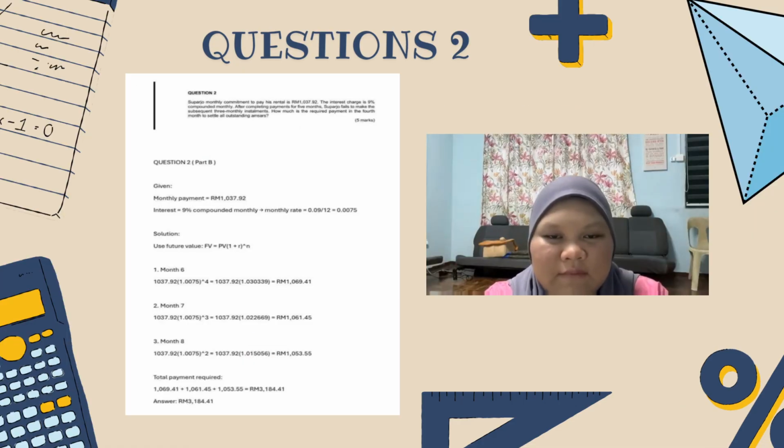Premium at 1,037 ringgit 92 cents per month. He was charged 9% interest compounded monthly on his rental arrears. After 5 months, he did not pay for 3 consecutive months. Find the amount he needs to pay to settle the arrears in the 9th month.